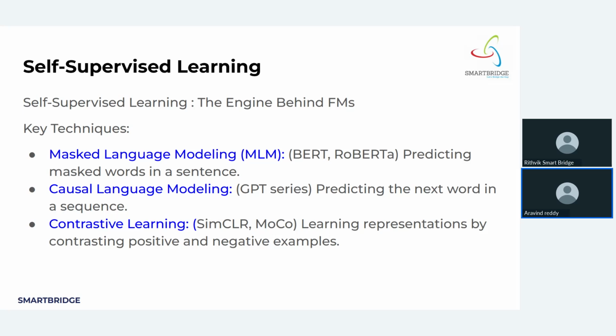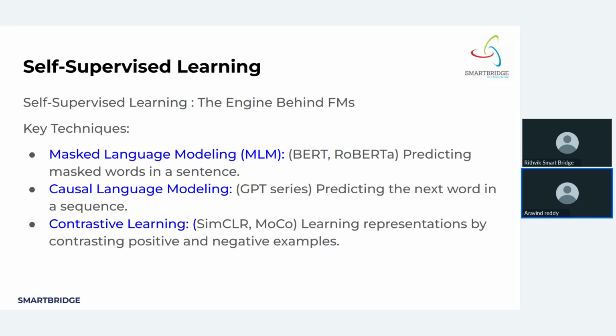Self-supervised learning. What is meant by self-supervised learning? It can learn without any human interaction. We are not going to write huge lines of code or give any instruction to the model. Generally, we give some functionalities, such as masked language modeling, causal language modeling, or contrastive learning. Based on this, the model learns.